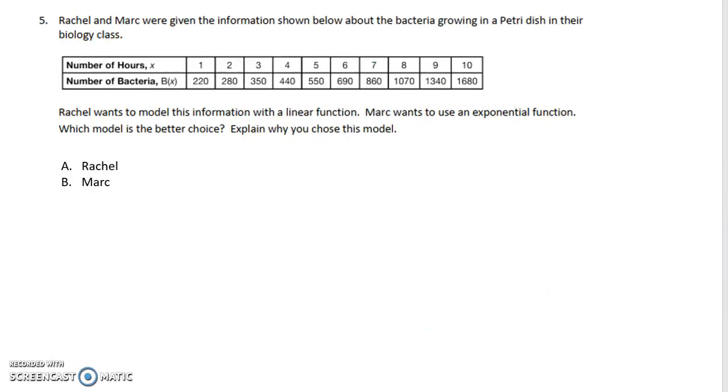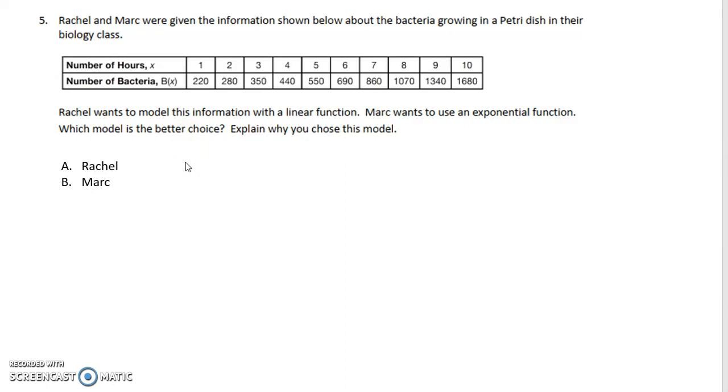All right, guys. So Rachel and Mark were given information. We're given the information below about bacteria growth in a petri dish. Rachel wants to model with a linear function. Mark wants to use an exponential function. Which one's a better choice?